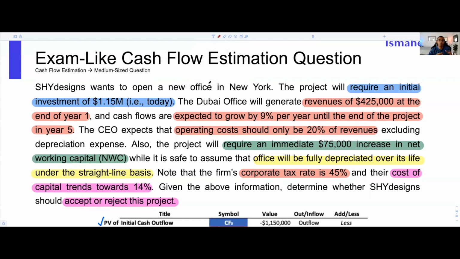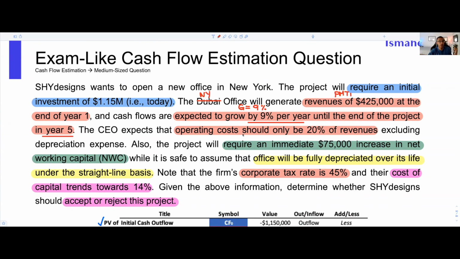I'm gonna highlight this in red. So the Dubai office, I mean, this is the New York office, I guess. I'm a little bit cracked when I made the question, but not bad. The New York office will generate revenues of $425,000 at the end of year 1, okay? And cash flows are expected to grow by 9% per year until the end of the project in year 5. So notice how this sounds a little bit like our questions from time value of money, right? We have this cash flow at year 1, so we could call this payment 1. And we know that it's growing by 9%, so we have our g. This is getting very similar to what we know, right? It's payment 1 all the way to payment 5, okay?